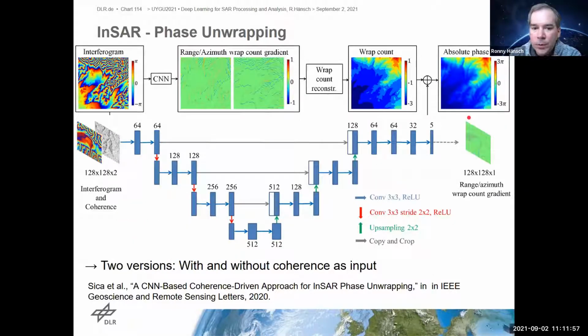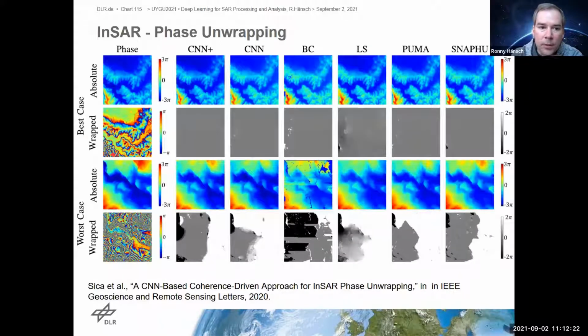So they used a simple U-Net structure from that, nothing interesting going on here, right? Just some encoding and decoding with skip connections, that is estimating the rep count. They did this individually for the azimuth and the range directions, to ease the situation a little bit for the neural network. And what they also tried is not just to use the interferogram, so not just the phase, but also the coherence as an input. And the results are really good.